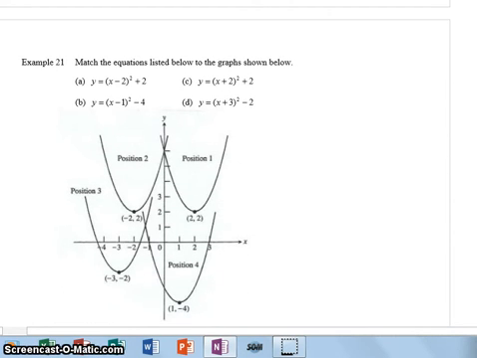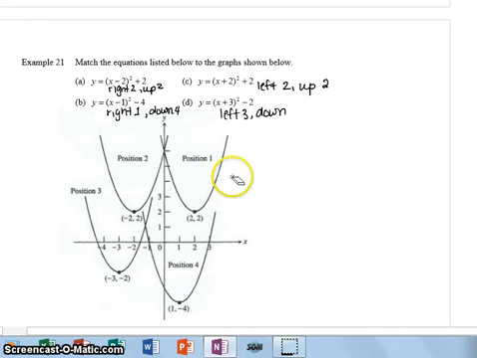Example 21, match the equations listed below to the graph shown. What I do is I go through and say this is right 2, up 2. Choice B is right 1, down 4. Choice C, left 2, because it's opposite inside the parentheses, and then up 2. And D would be left 3, down 2.